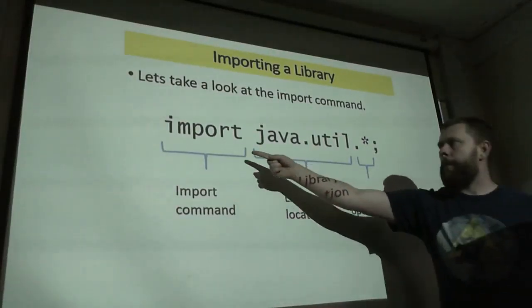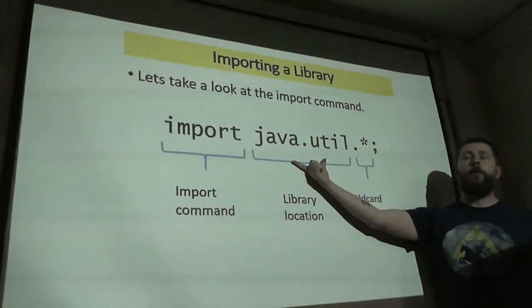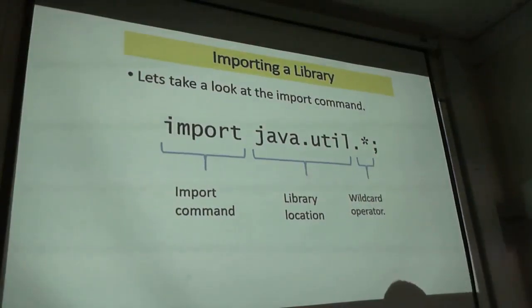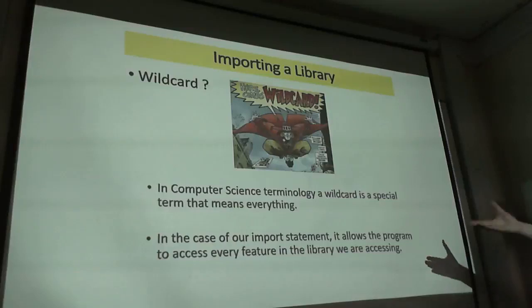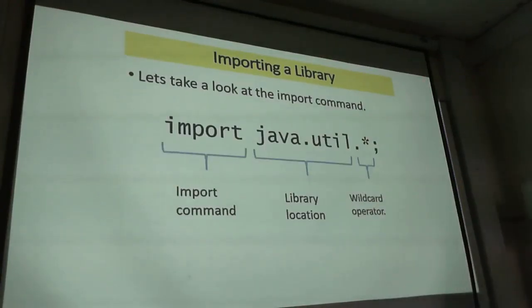Okay, so with the import command we need to tell it we need to get some extra information. This is the location of where that information is, and this wildcard operator here means get everything. So in computer science, a wildcard is a special term that means everything. In the case of our import statement, it allows the program to access every feature inside that subsection of the library. So that's the first new line of code we need to add into our program. That is going to allow us to call the command that will allow for user input.